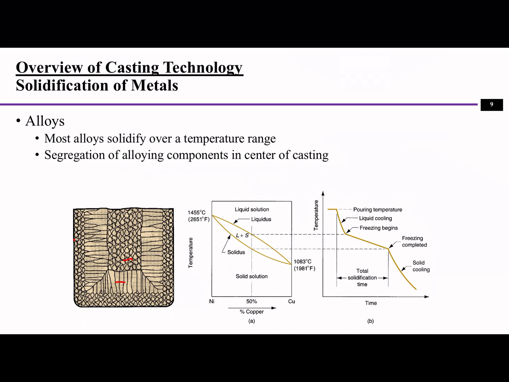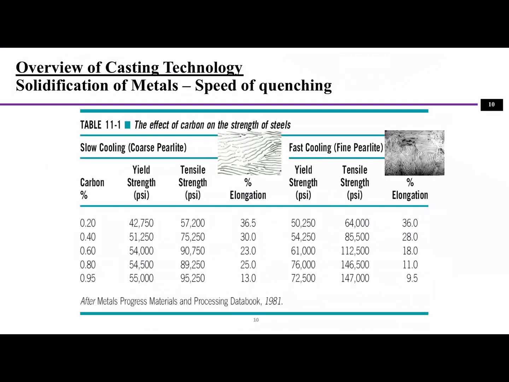So this is how it's different in alloy casting. And so the speed of quenching, or the speed of solidification: if it solidifies fast, it will create a very fine pearl-like structure. So it will be more like this. If it solidifies slower, it will create a more coarse structure, more like this.